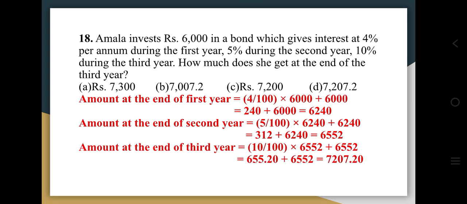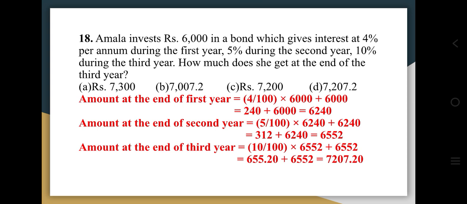Amala invests rupees 6,000 in a bond which gives interest at 4% per annum during the first year, 5% during the second year, 10% during the third year. How much does she get at the end of the third year? So she invested 6,000. The interest rate differs for the first year, second year, third year.